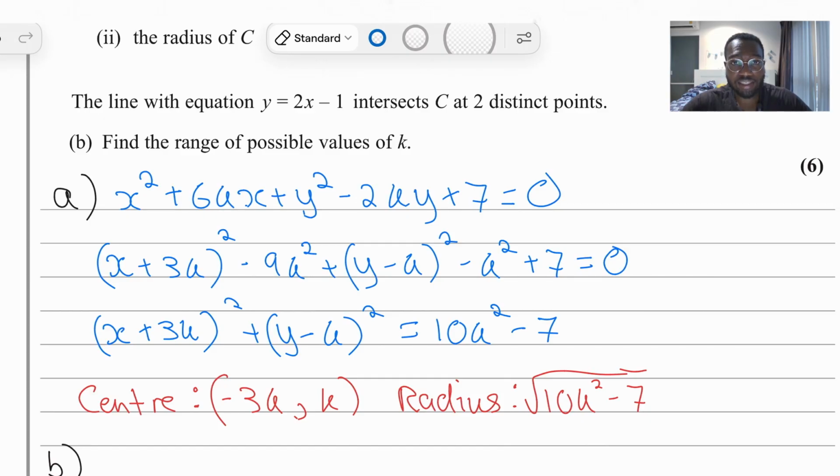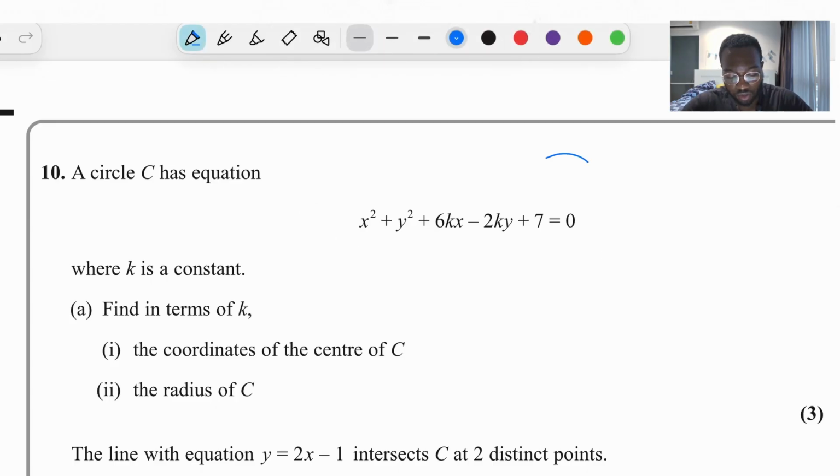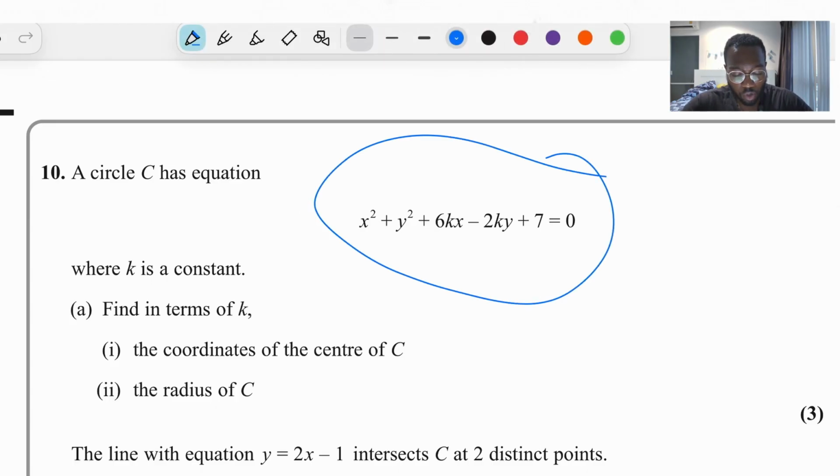And we're told that it intersects at two distinct points, so most likely we're going to have to use the discriminant as well. So first thing first, we can substitute that y value into the equation. You can use the center of the circle, but I think it's easier to use this equation here. Substitute our y value into that one because I think it's a bit easier. So that's what I'm going to do. I'm going to substitute into the main equation, okay?